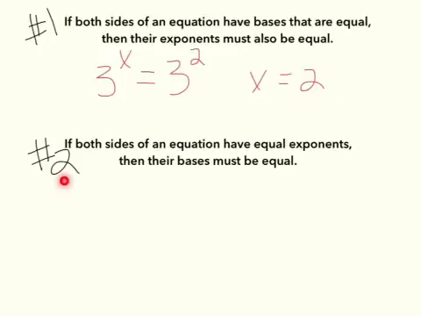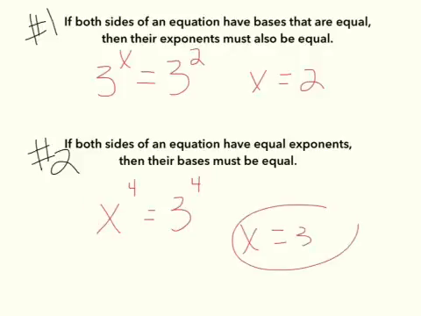The second rule is if your exponents are equal, then their bases must be equal. So it's just switched from the first rule. So another simple example, if I have x to the power of 4 equals 3 to the power of 4, if my exponents are the same, then I can set my bases equal to each other. So x must be 3. So again, if your bases are the same, your exponents must be equal to each other. If your exponents are equal, then your bases must be equal to each other.